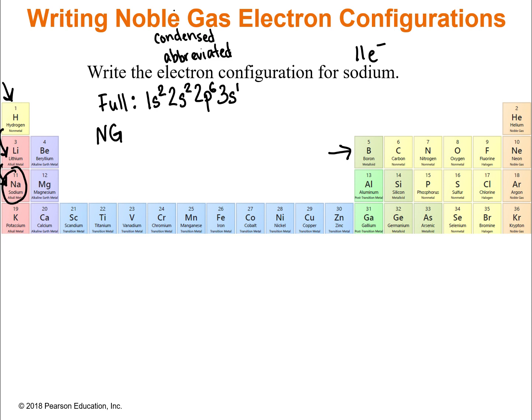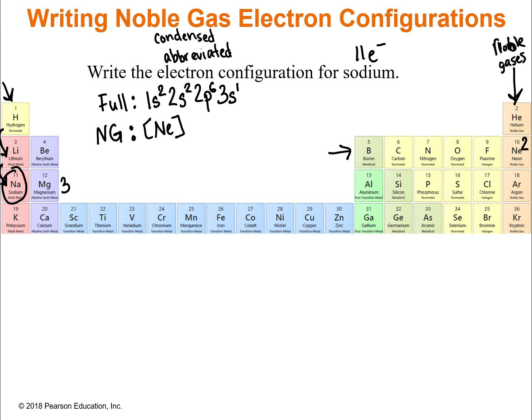I'm going to abbreviate the noble gas configuration with Ng. To write the noble gas configuration, you say, okay, sodium, that's in period 3. I'm going to look at the noble gas in the period before that. So period 2, the noble gas, remember these are the noble gases. The one that comes before it is neon.